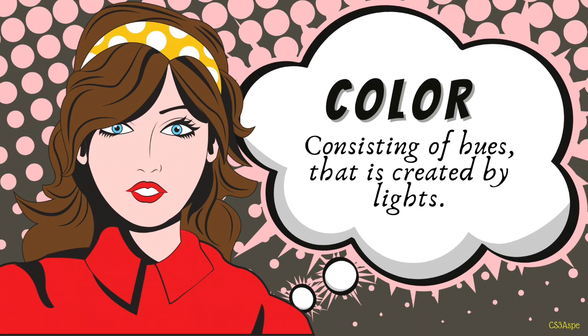Color is the most dominant element. Color is present when light strikes an object. Every color can be bright, dull, dark, or light. Color consisting of hues that is created by lights.